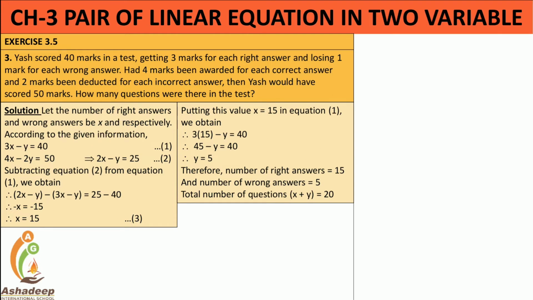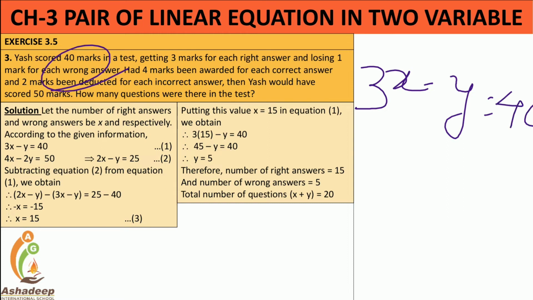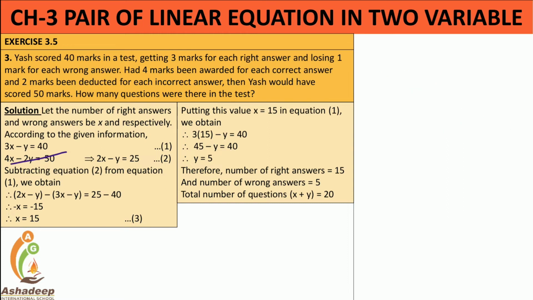Now, 3 marks for the correct answer. He gives x right, that means 3x, minus 1 for the negative. So 3x minus y is equal to, in total he gets 40. So 3x minus y is equal to 40.